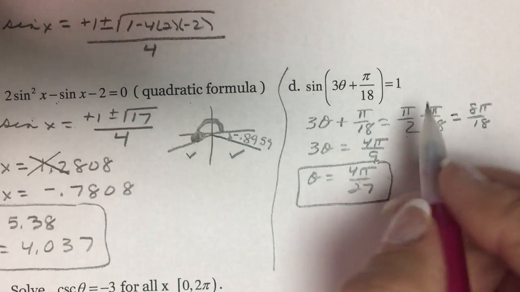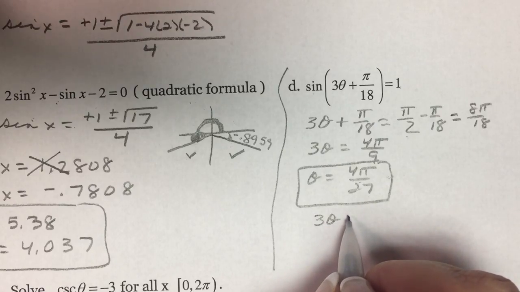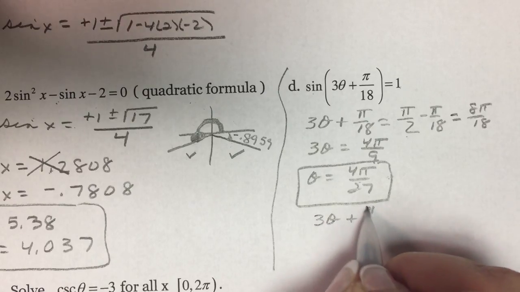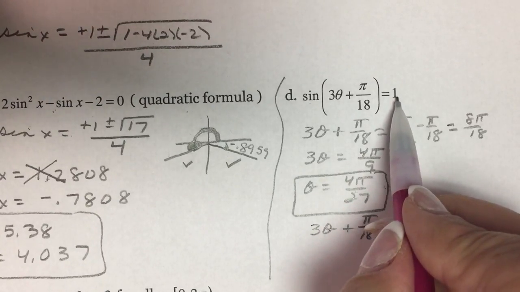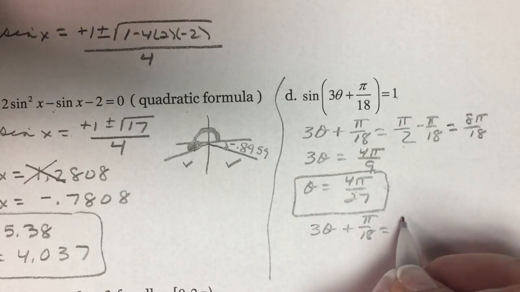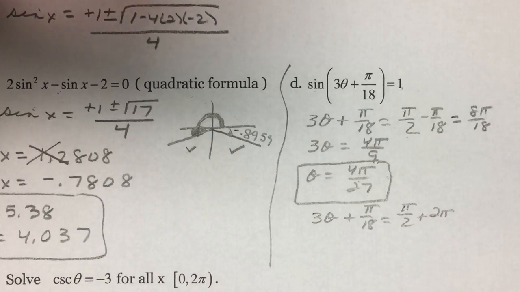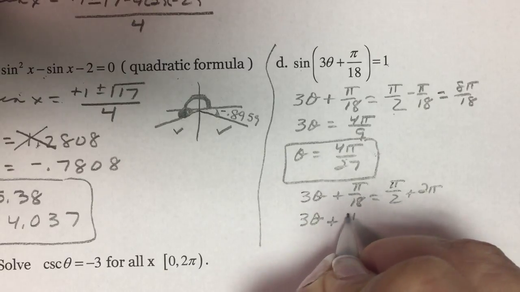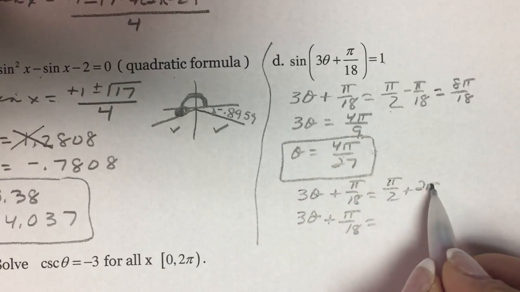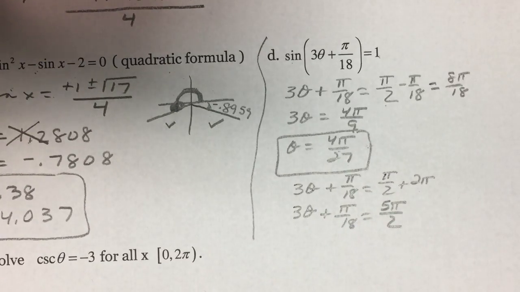All right, now we've got to do it again because 4 pi over 27 is not very big. So 3 theta plus pi over 18 is equal to, now the only angle on the unit circle that has a sine of 1 is just pi halves. So now I have to make it pi halves plus 2 pi. I have to go around again. So 3 theta plus pi over 18 would be equal to, so this is 4 pi over 2, that would give me 5 pi over 2.